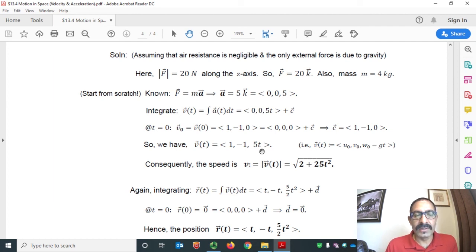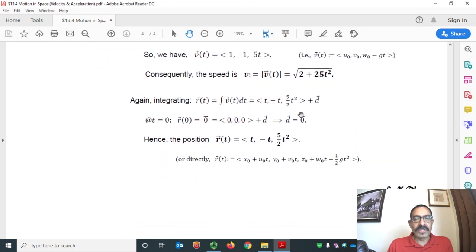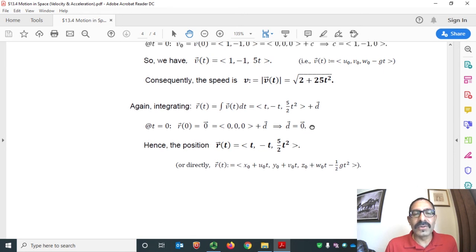I hope this makes sense to you all. Consequently, the speed equals the magnitude of velocity, which turns out to be the radical of 2 plus 25t squared. It depends on t. Awesome. Again, integrate the velocity. It gives us the position vector. And with routine computations, it turns out the position function is r of t equals the vector with components t, -t, 5t squared. I hope this makes sense to you all.